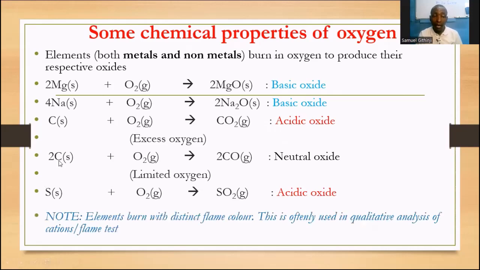Generally, non-metals will give us acidic oxides, if not neutral, and the metals will give us basic or amphoteric oxides. Because remember, if I had pure aluminium and I burn it in the presence of excess oxygen, I'll get aluminium oxide, that is amphoteric. That is, it can behave as an acid and as a base at the same time. Otherwise, elements will burn with a distinct flame, and that can be used in the test for cations, especially the metals, the qualitative analysis of cations.